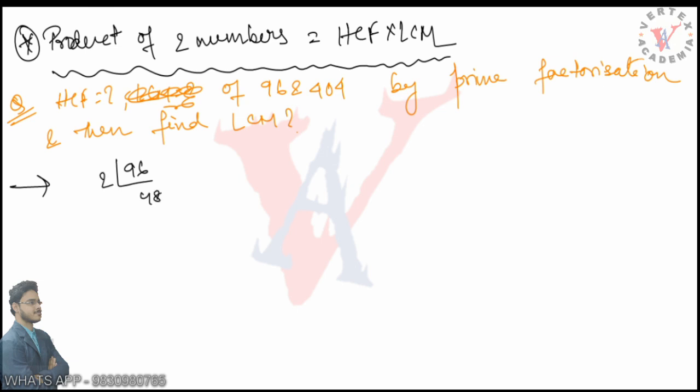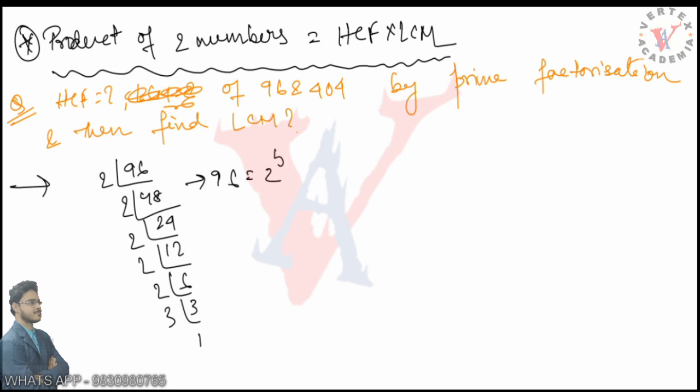96 divided by 2 is 48, again 24, 12, 6, 3, 1. So 96 equals 2 to the power 5 into 3. And similarly we do it for 404.